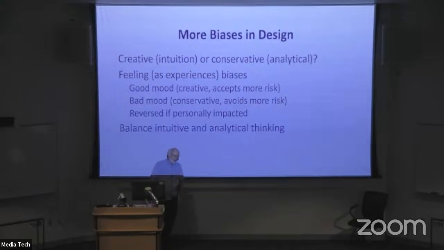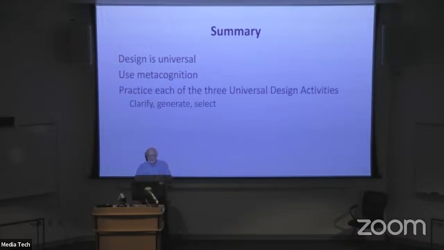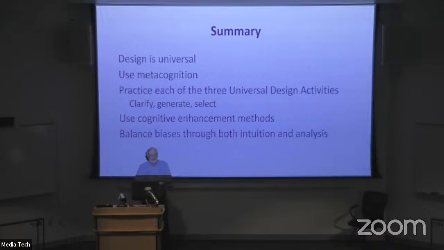The way we address our biases in design is we balance our intuitive thinking and analytical thinking. We balance them. Metacognition. All right. Summary. Design is universal. Use metacognition. Recognize whether you're doing intuitive thinking or analytical thinking. Learn how to switch back and forth between the two. Practice the 3 universal design activities: clarify, generate, select. Use cognitive enhancement methods. Balance our biases through both intuition and analysis.